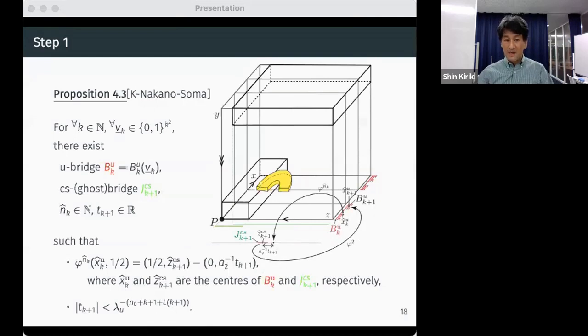This is a key mechanism of our paper, using the unstable bridge and the CS direction controlled by the iterated function system of the blender. The important thing is that we can use the distinguished property of the blender horseshoe to move the middle point of the unstable bridge to the middle point of the next generation.